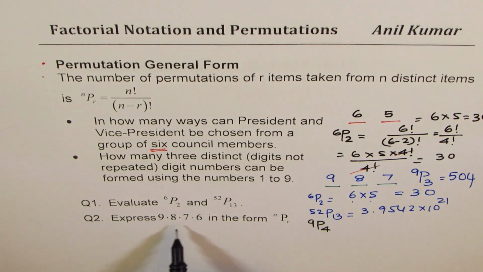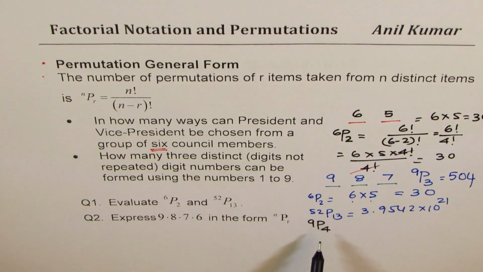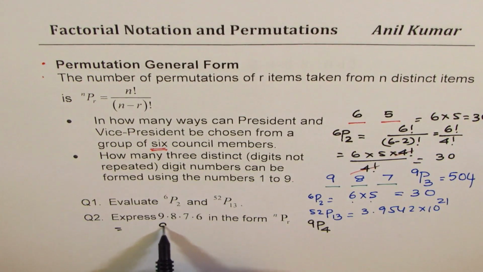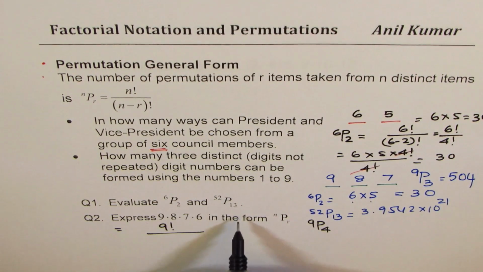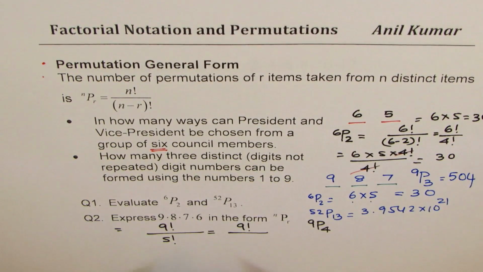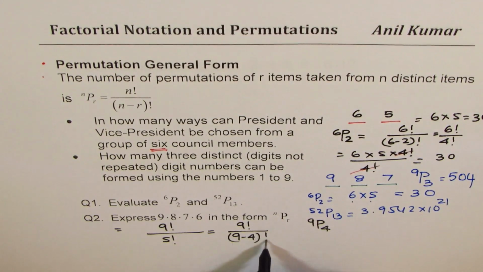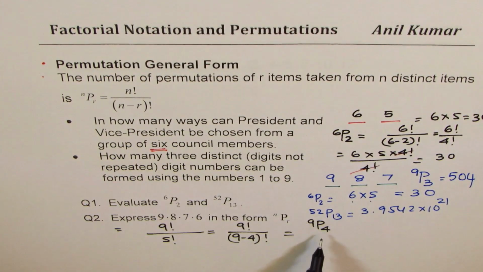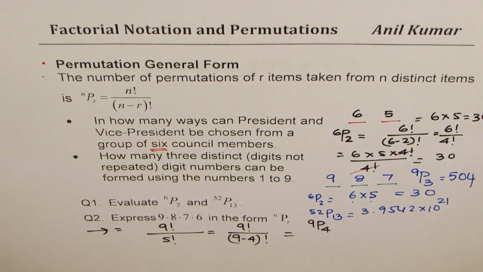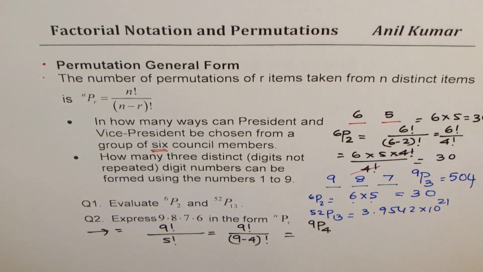But an alternate way of doing this is writing it in this form and then doing it, right? So we could write this as, let me show you, 9 factorial divided by, after 6 there is nothing, so it should have been 5 factorial. Is it okay? So I could write this as 9 factorial, and I could write 5 as 9 minus 4 factorial, and that is how I get 9p4. Do you get an idea? So normally you have to do it in this fashion. So I hope the concept is absolutely clear as we move forward. Now we'll take up some thinking questions on factorial notation and permutations.